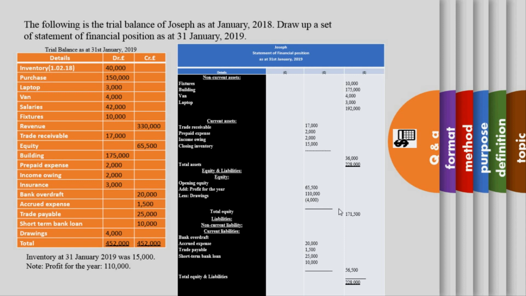Now we need to add the total equity and total liability in order to get the total equity and liability amount. So we have got 2,28,000 as the amount of total equity and liabilities. Now you can see that the total asset and the total equity and liability amount is the same. That means this shows you that the statement of financial position is correct, and this is the perfect implementation of the accounting equation, A equals L plus E.